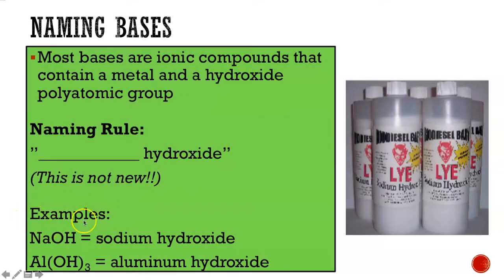For an example, if we have NaOH, we're going to fill that blank in with whatever the first element, whatever the metal is there. So sodium hydroxide. This one, aluminum hydroxide. Hopefully that is still familiar. If you need to go refresh the polyatomics, then you can always do that.